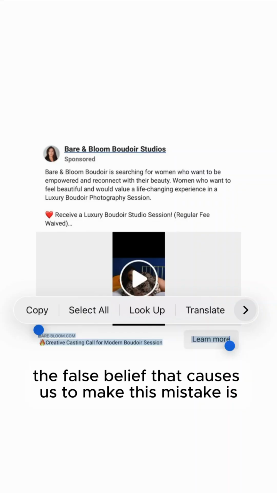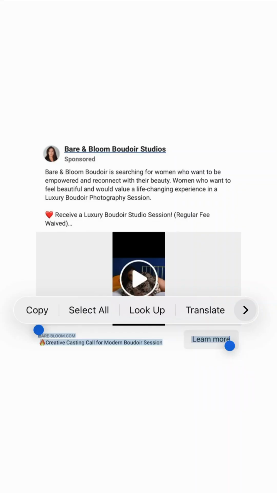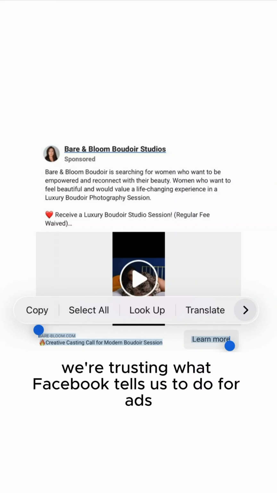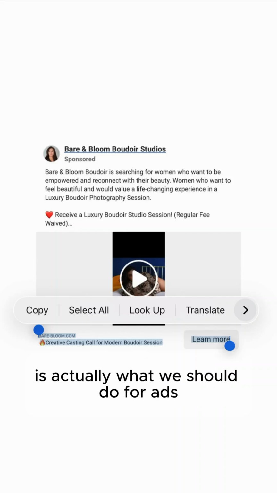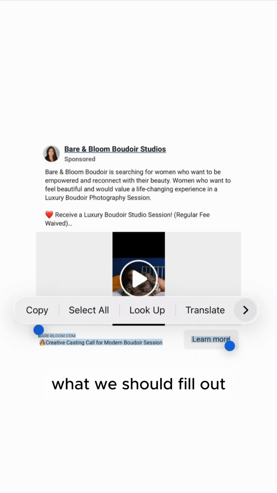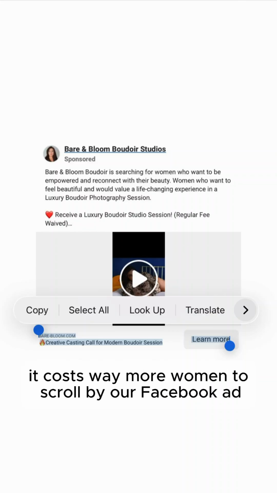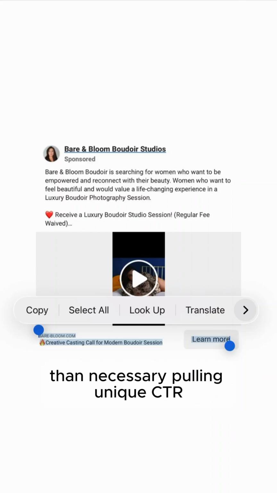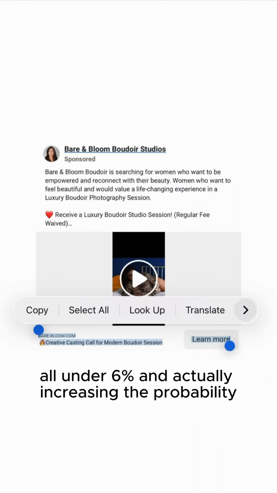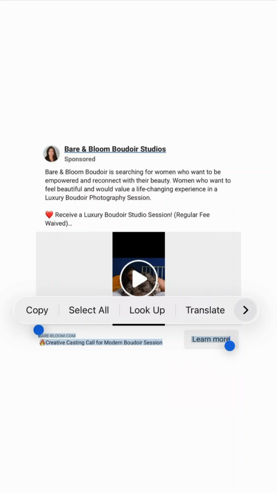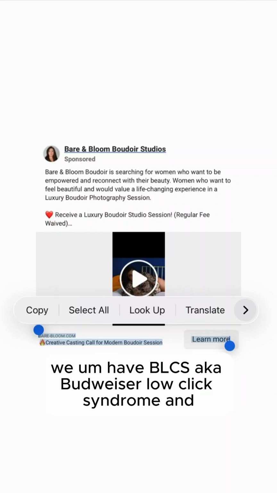The false belief that causes us to make this mistake is we're trusting that what Facebook tells us to do for our ad is actually what we should do for our ads, what we should fill out. But actually, this helps Facebook, not us. It actually hurts us. When we do this, it causes way more women to scroll by our Facebook ad than necessary, pulling unique CTR under 6% and increasing the probability we have BLCS, aka Boudoir low click syndrome.